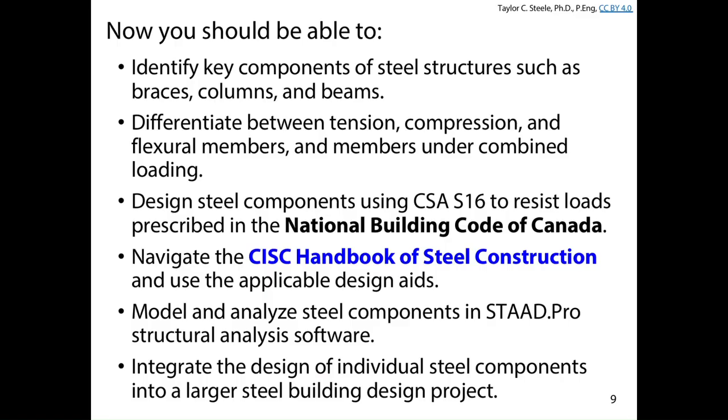Dead, live, snow, wind, and earthquakes generate effects on the structures. We can calculate the strengths, and importantly, you should be able to navigate the CISC handbook mostly to do this stuff. So in the handbook, you've got design aids. There are column selection tables, which are basically compression member selection tables.